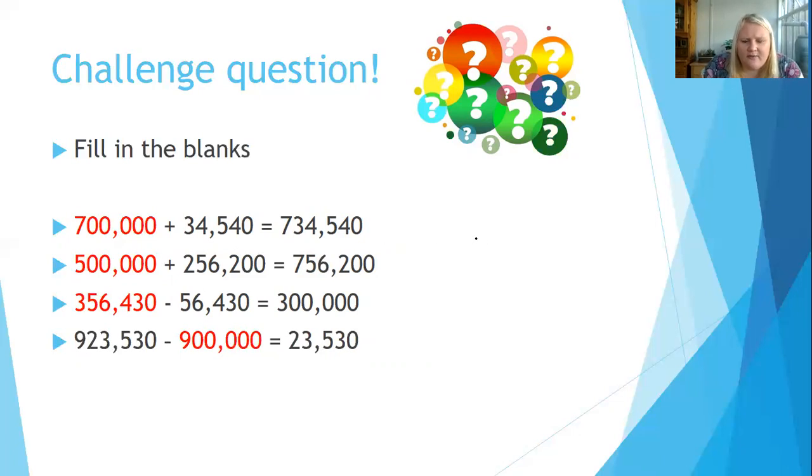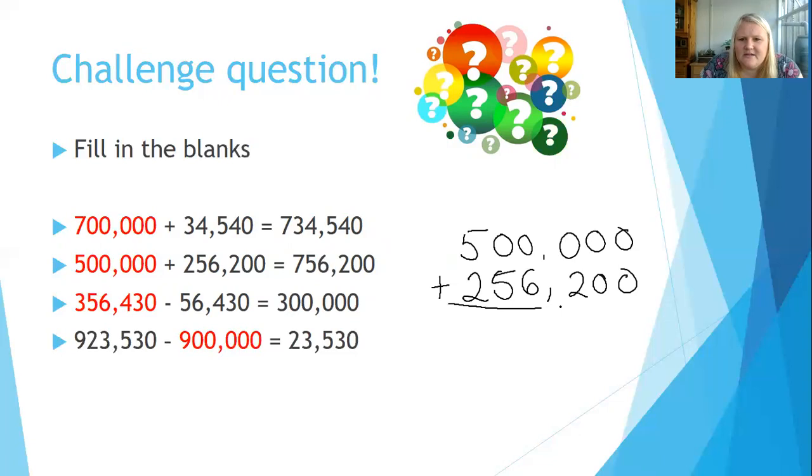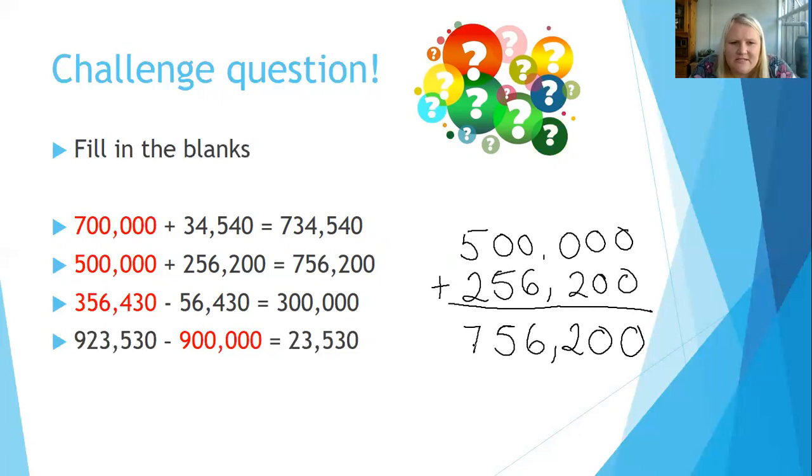So if I check that over here, let's just check this answer. I'm going to put the 500,000 at the top. I'm going to add 256,200. Now, I might do this in my head, because this is the sort of question you could do in your head, but you can't see what's going on in my head, so it's much easier for me to write it down. So 0 add 0 is 0. 0 add 0 is 0, and then 0 add 2 is 2. 0 add 6 is 6. 0 add 5 is 5. And finally, it's fabulous. So I do add 500,000, add 256,200 is 756,200.